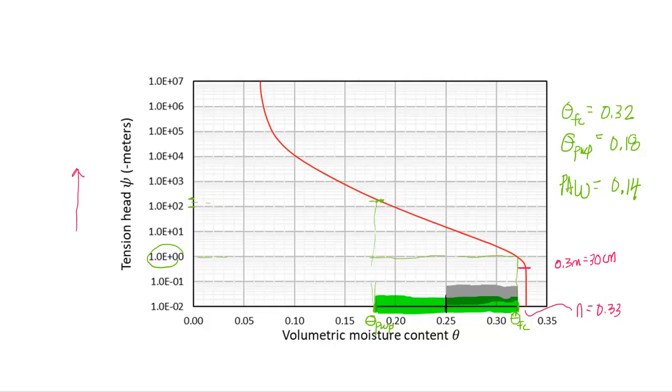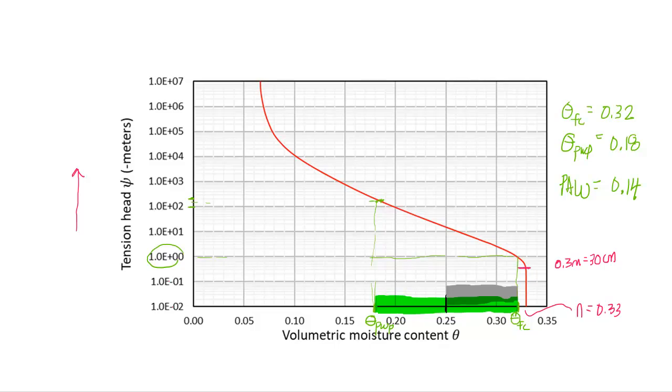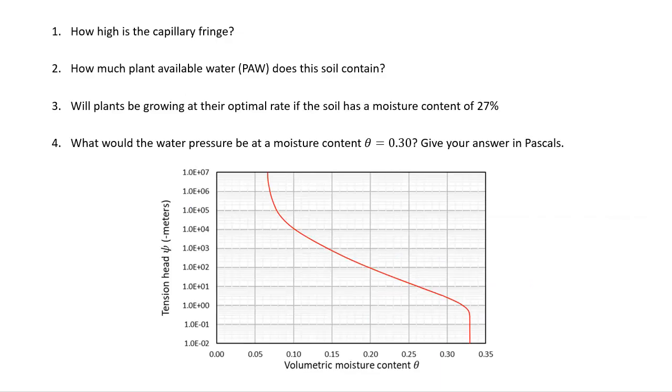As we drop below the midpoint, then efficiency begins to drop off, and when it actually hits the permanent wilting point, the efficiency is 0. The plants can't grow at all. So in our case, we were told again that the moisture content is 0.27. So the question is, is 0.27 above or below that midpoint? And we can see that it is above it. So therefore, we would expect our plants to be growing at maximum efficiency if the soil had a moisture content of 0.27 or 27%.